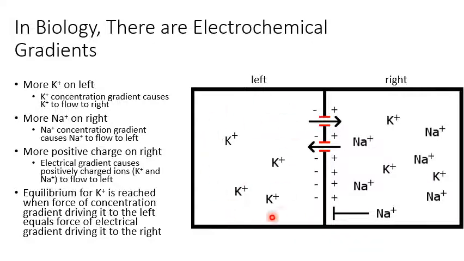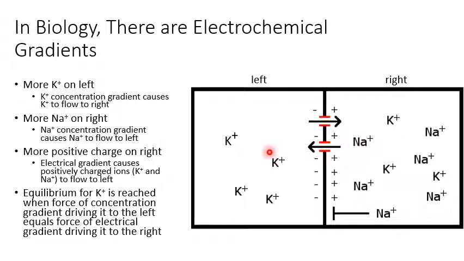First let's look at potassium. You've got 4 potassiums on the left and 3 potassiums on the right. So there's more potassium on the left, less on the right. If you're looking at the concentration gradient for potassium, that points down to the right. Potassium should diffuse over to the right-hand side.